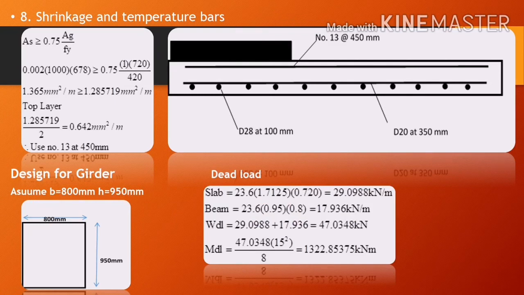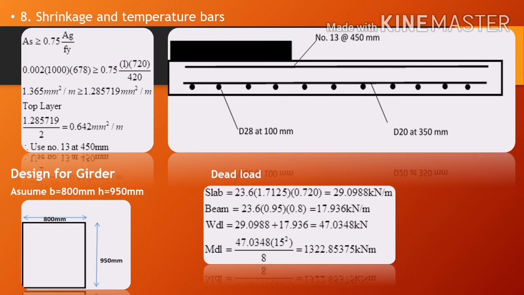The last step is the shrinkage and temperature bars. We will use number 13 at 4050 mm. So the final design of this slab is number 13 at 4050 mm, D28 mm at 100 millimeters, and D20 mm at 350 millimeters.